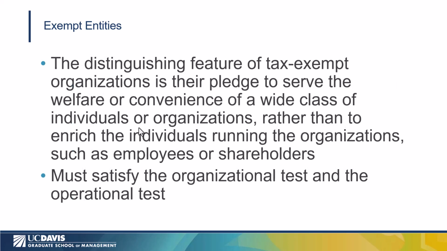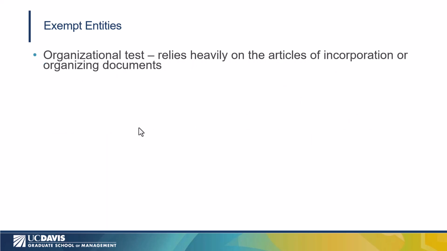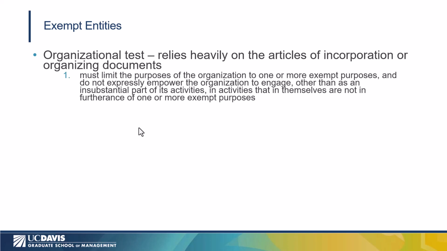Okay, so the distinguishing feature of a tax-exempt organization is their pledge to serve the welfare or convenience of a wide class of individuals or organizations, rather than to enrich the individuals running the organization, such as employees or shareholders. In order to achieve exempt status, you must satisfy both the organizational test and the operational test. The organizational test is one in which the service, because they have to look at how you're being organized, is going to rely heavily on the articles of incorporation or organizing documents that you have to submit as part of that application for exempt status.